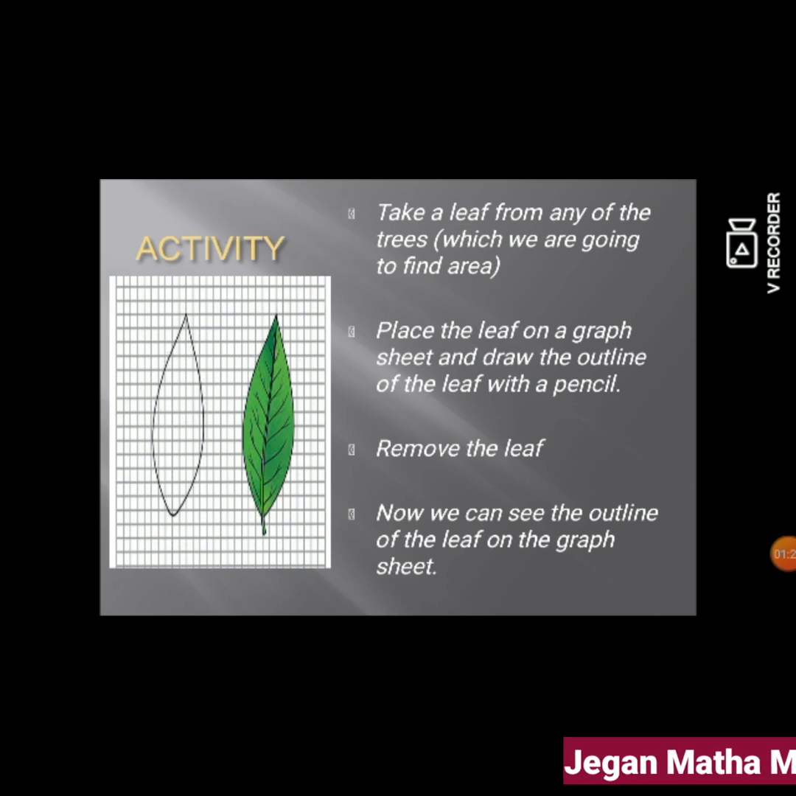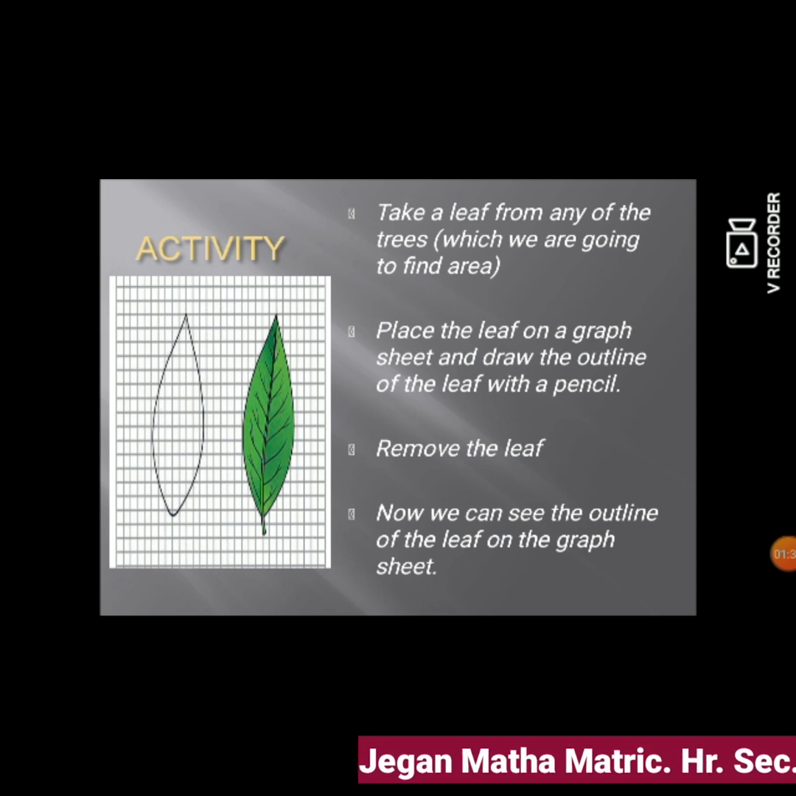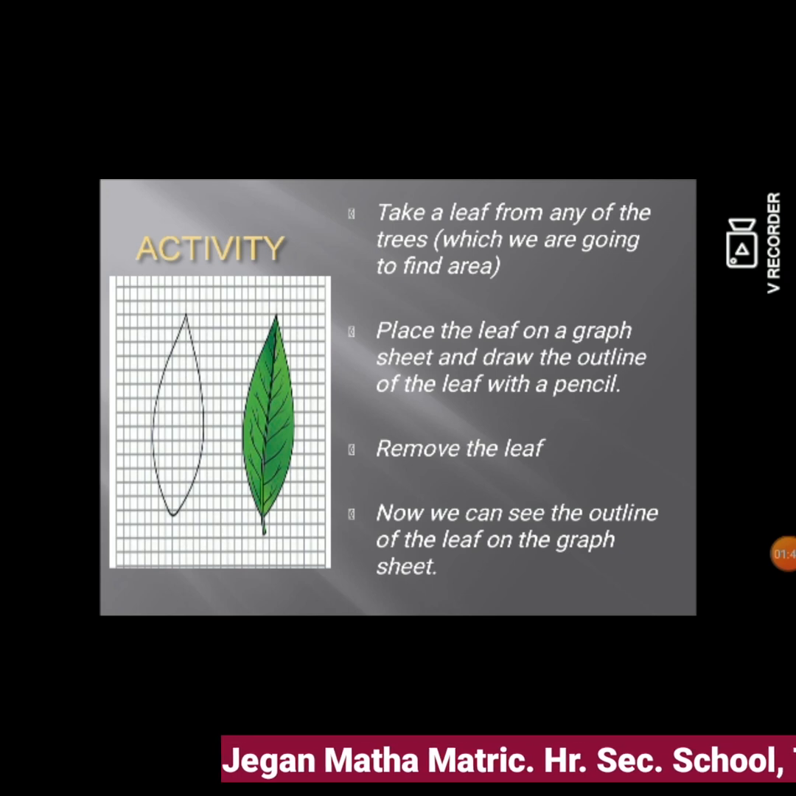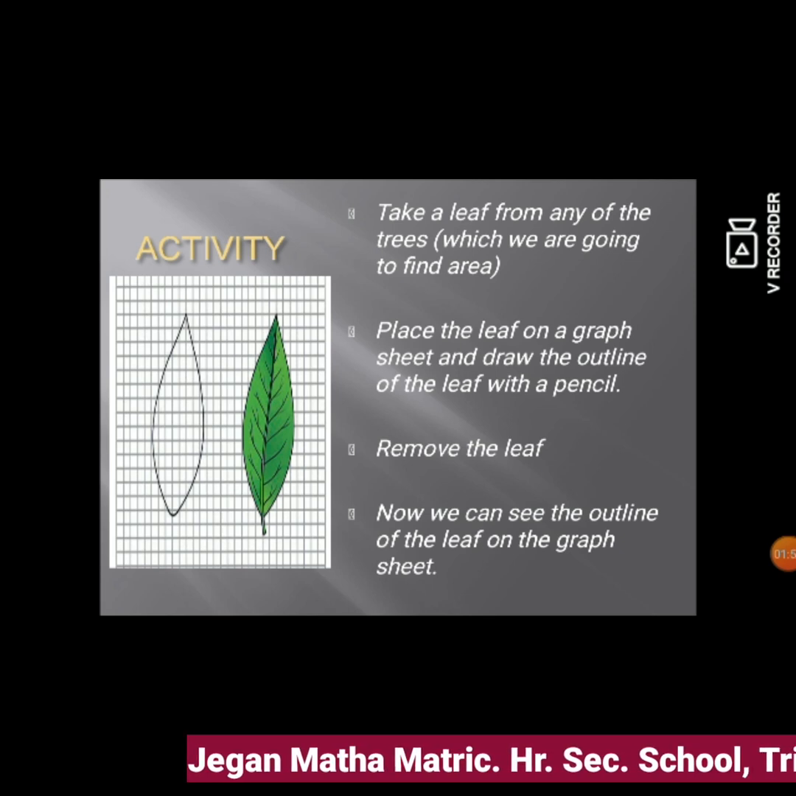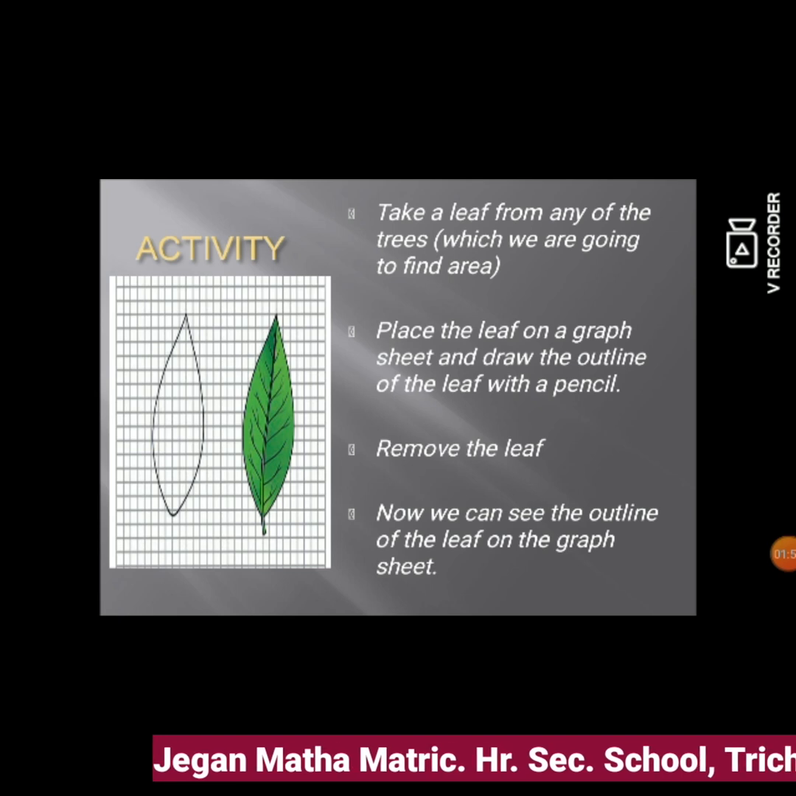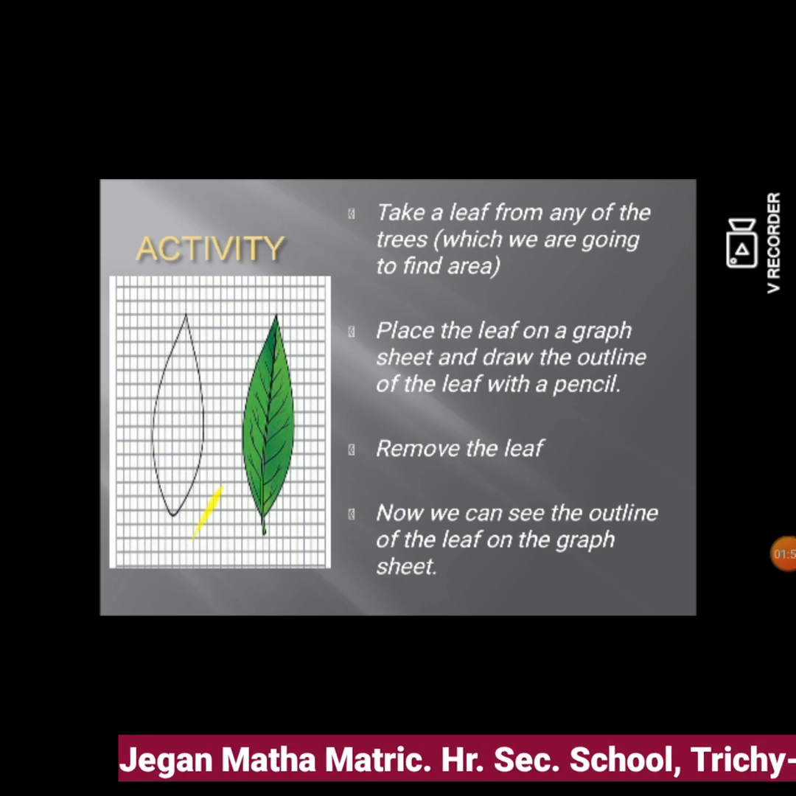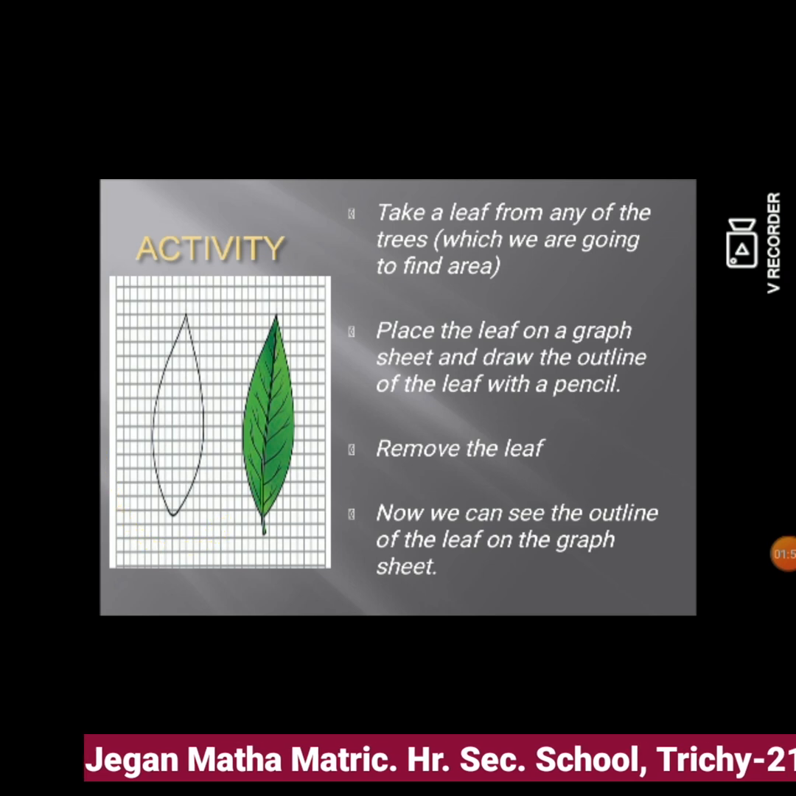Here, for this activity, we need a leaf, a pencil and a graph sheet. So take a leaf from any of the trees, whose area we are going to find. Here we are going to find the area of a leaf. A leaf is an example of an irregularly shaped figure. Place the leaf on a graph sheet and draw the outline of the leaf with a pencil. Then remove the leaf. Now we can see the outline of the leaf on the graph sheet.